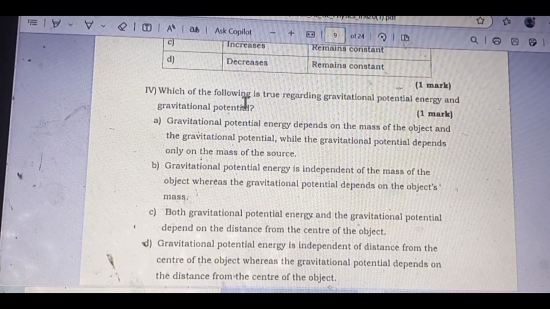IV. Which of the following is true regarding gravitational potential energy and gravitational potential? The correct option is A. Gravitational potential energy depends on mass of object and the gravitational potential, while gravitational potential depends only on the mass of the source.